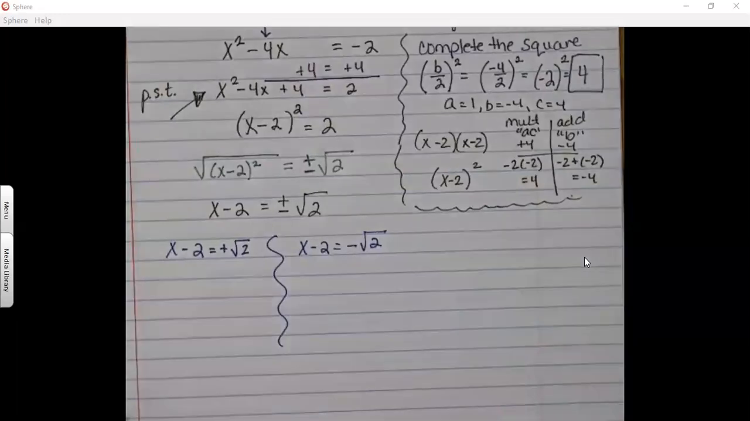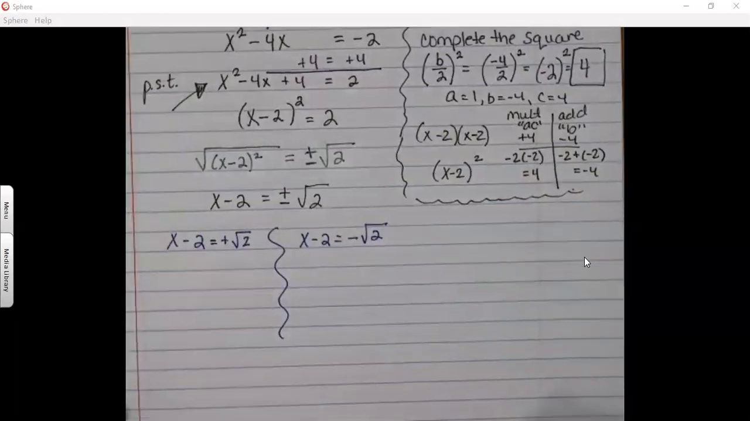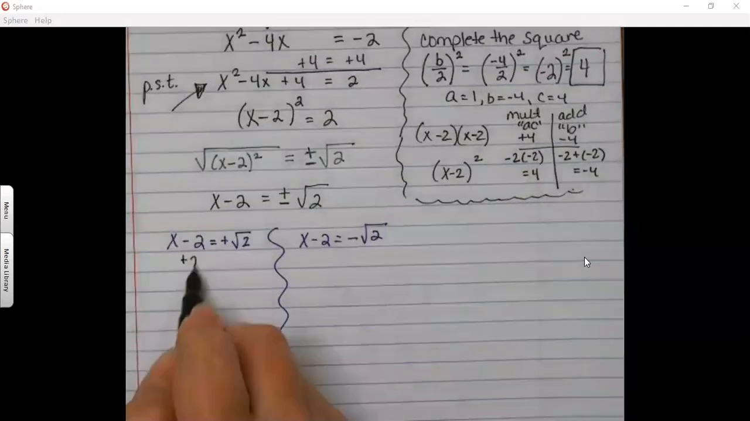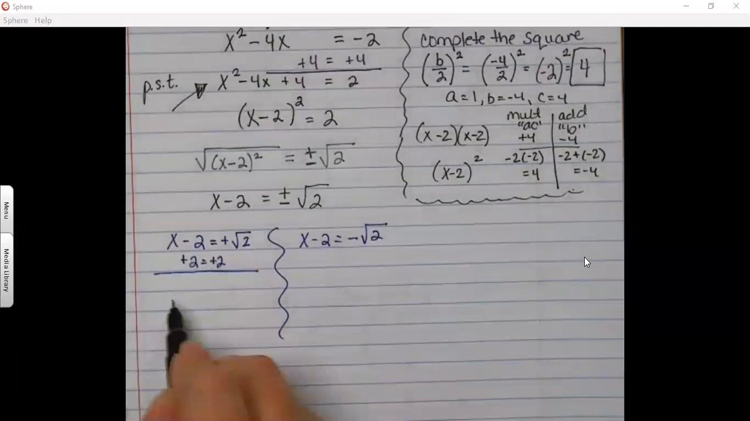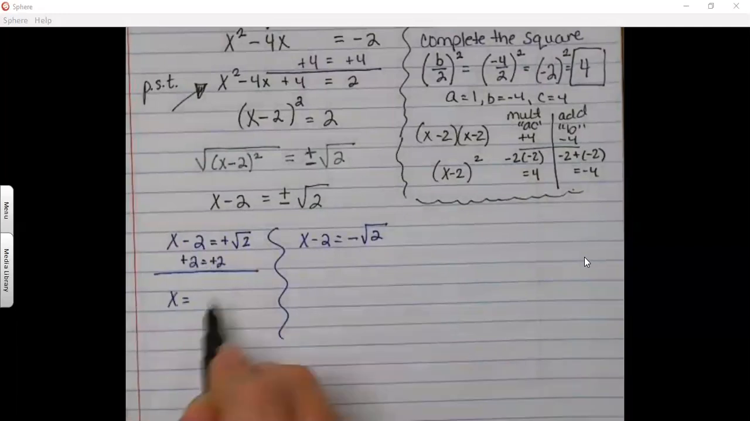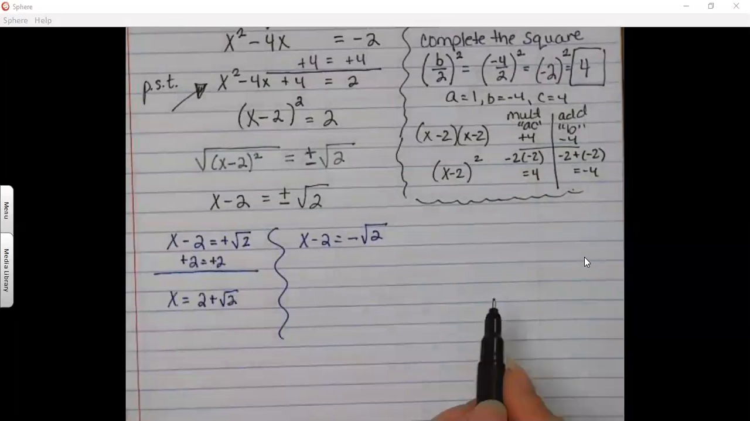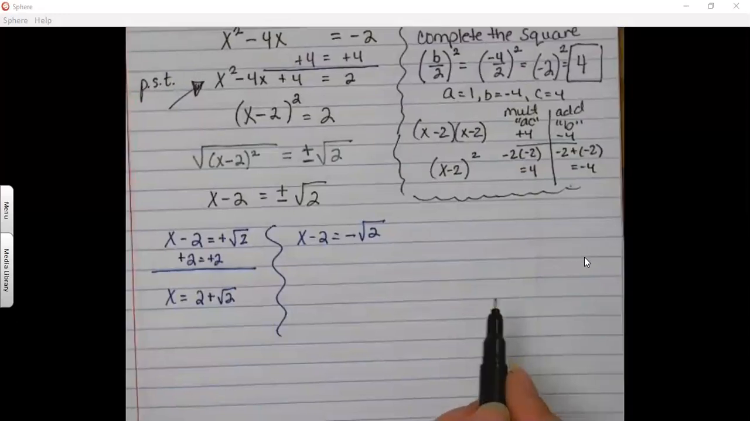And then we just solve each equation. You're trying to get x by itself. So on the left side, add 2 to both sides. So x equals 2 plus the square root of 2. I cannot add those together. You don't put 2 right next to the square root of 2 because that's 2 times the square root of 2. I cannot add those 2's together. 2 plus the square root of 2 is not the square root of 4. Okay? That's all I can do. That's one of your answers.